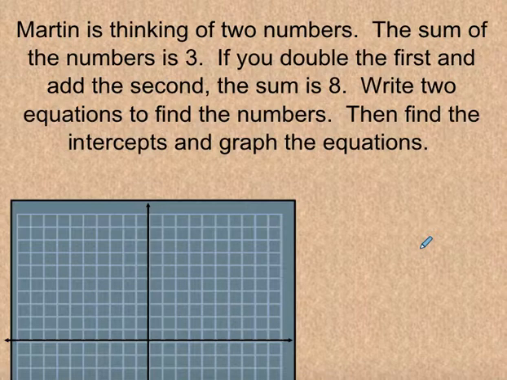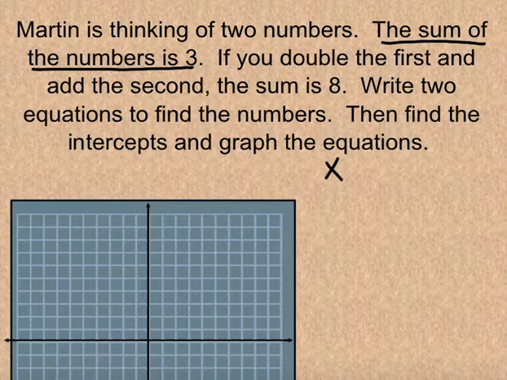So what this is saying is that I need to come up with 2 different equations to talk about the 2 different parts. The first one is the sum of the numbers is 3. Since we don't know what either of the numbers are, and we need to assume that they're different, we can say the first one we're going to call x, and the second one we're going to call y. In this part it says the sum, so we need to add them together. The sum of those 2 numbers is 3. We have our first equation.